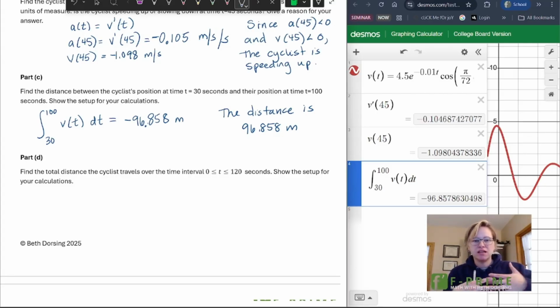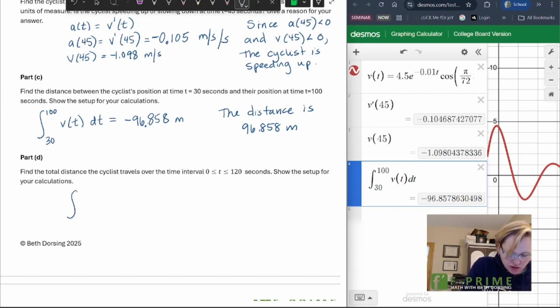It's going to negate all that basically and say, well, you put this many miles on your bike. And the easiest way to do that in Desmos is just use the absolute value of velocity. And so my setup is going to look like this. I'm going to have another integral because I want total distance. And when I integrate velocity, I get meters. I get the change in position. So I'm going to integrate, but I'm going to integrate the absolute value of velocity.